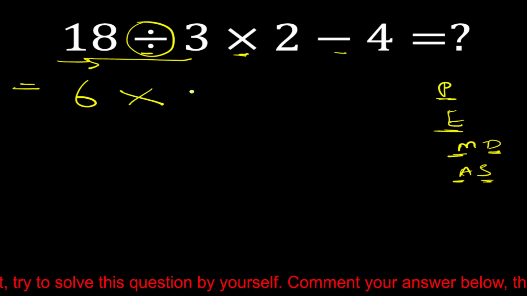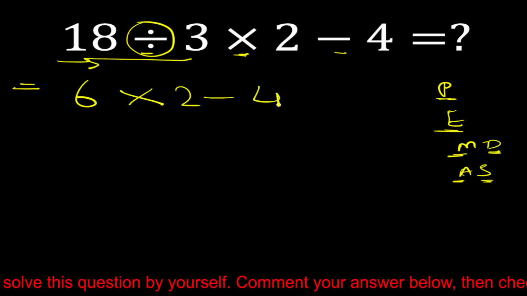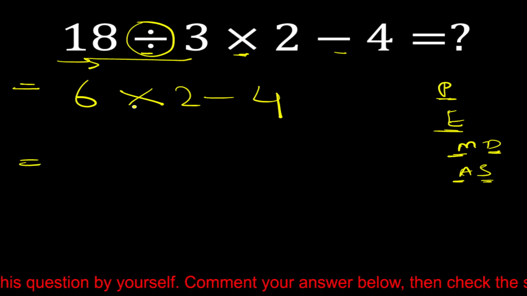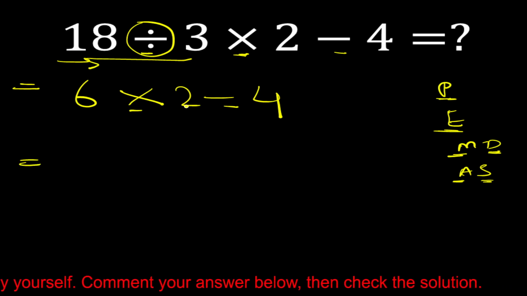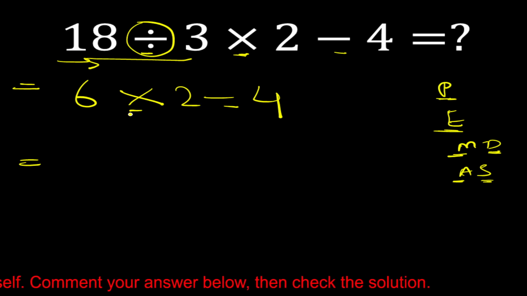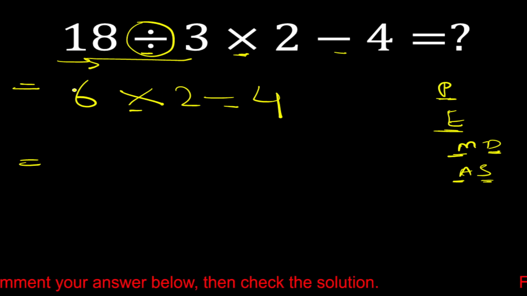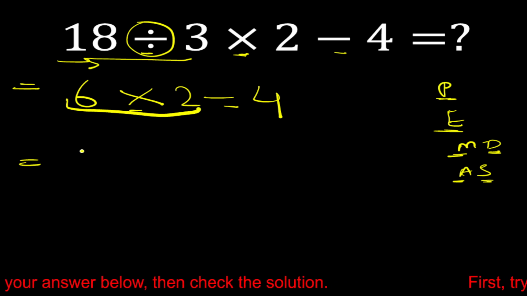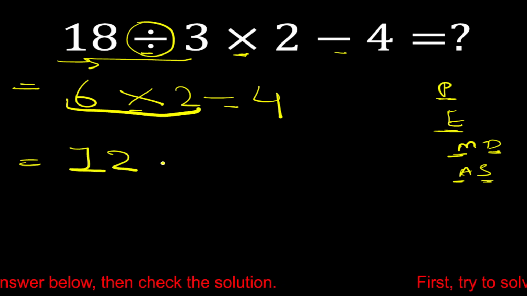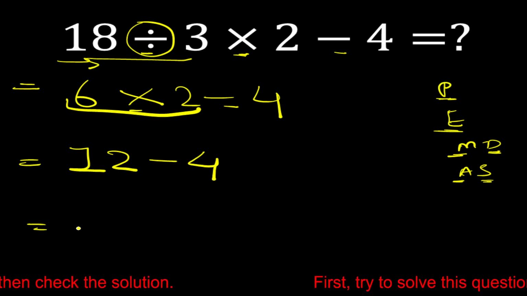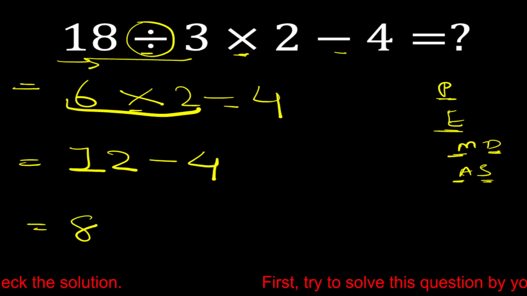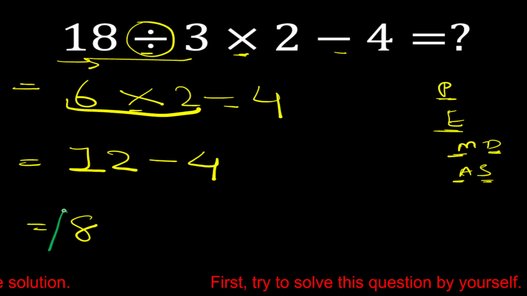Multiply 2 minus 4. Now here is one multiplication and one subtraction. So multiplication is first priority, then the subtraction. So 6 multiplied by 2 is equal to 12 minus 4. Now 12 minus 4 is equal to 8. Therefore, the correct answer is 8.